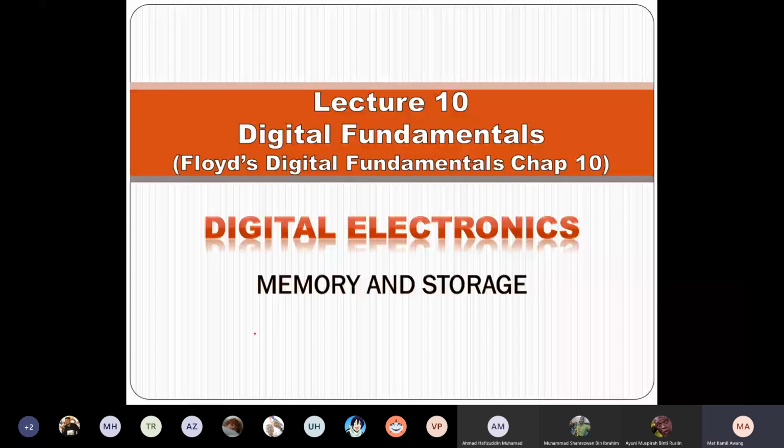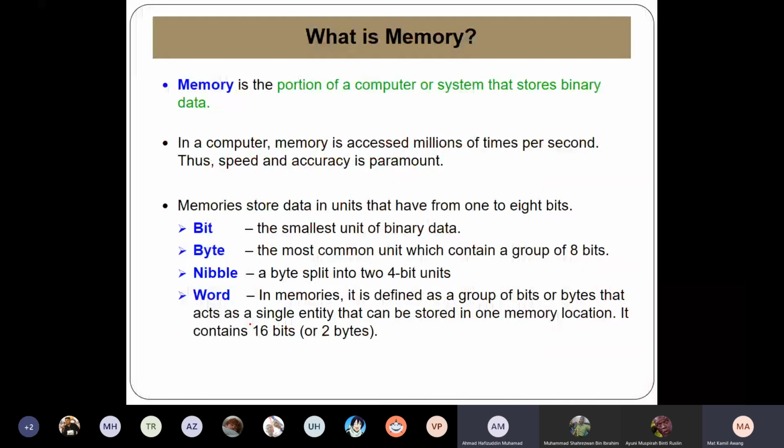Now we are going into lecture 10, which is equivalent to the Floyd textbook, Digital Fundamentals, chapter 10, memory and storage. What is a memory? Memory is actually the portion of a computer or system that stores binary data. It stores ones and zeros in the computer. So that portion of the computer which stores those data is called a memory or storage.